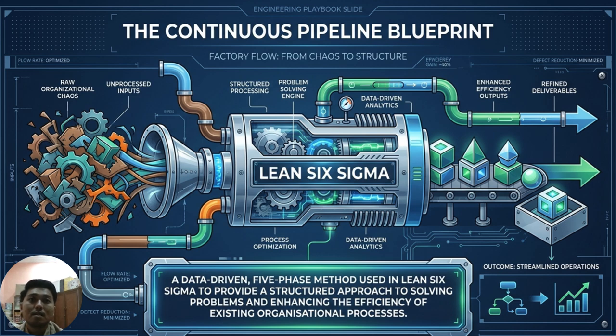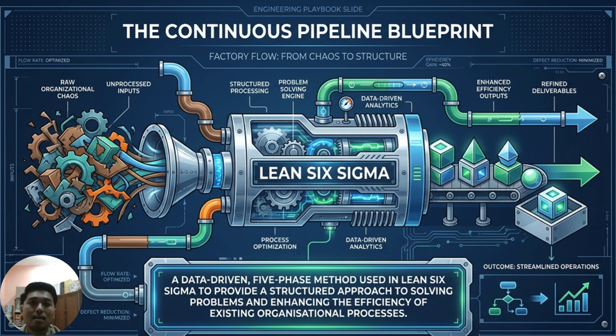This slide illustrates the overall concept of DMAIC. Think of an organization as a pipeline. At the beginning of the pipeline, we often encounter infrastructure process inefficiency, waste, and recurring problems. Without a proper system, these issues can reduce productivity and increase operational costs.